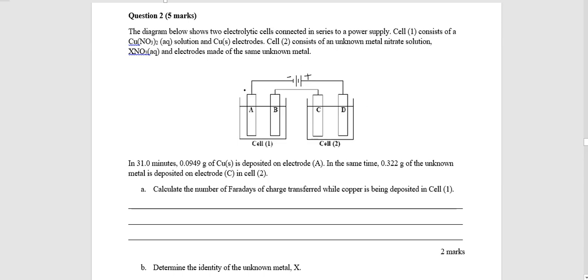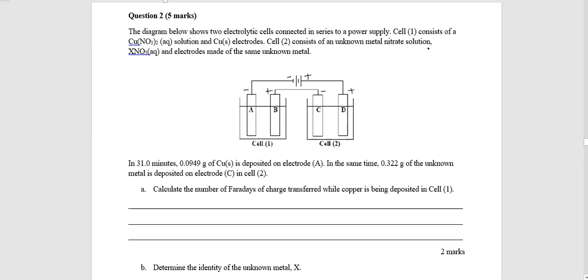You just treat these two cells as separate cells, and the only thing they really have in common is they share a power supply. But the charge is going to go into the negative, get sucked away from the positive, into another negative, sucked away from the positive. So you can identify the cathode and anode for each electrolytic cell.